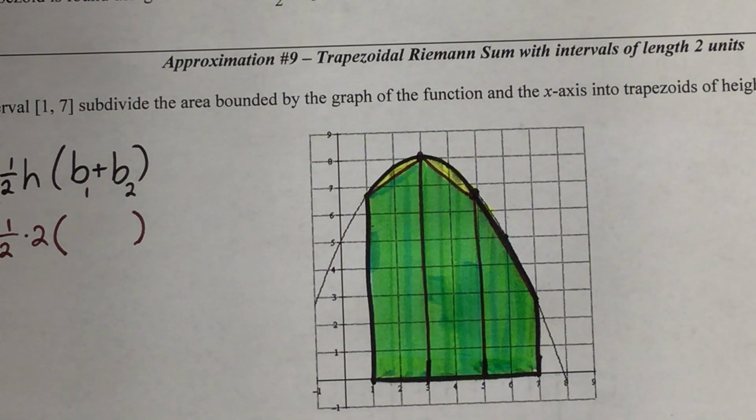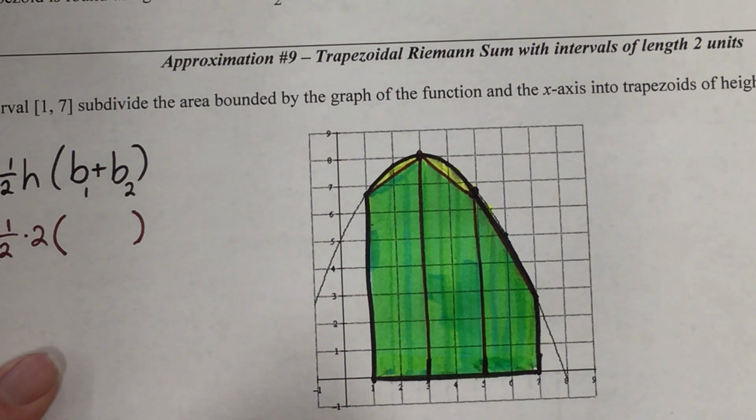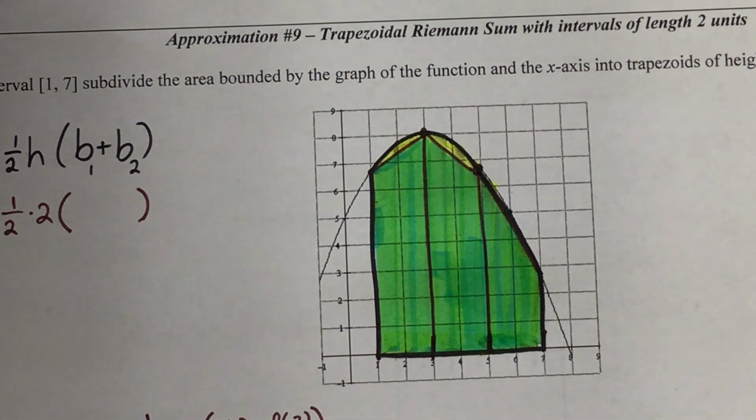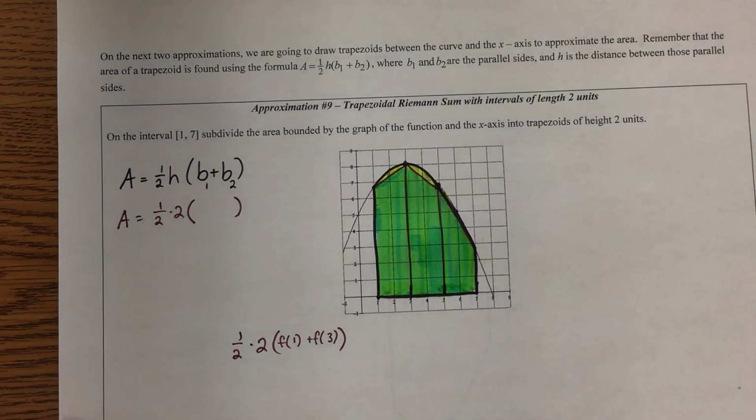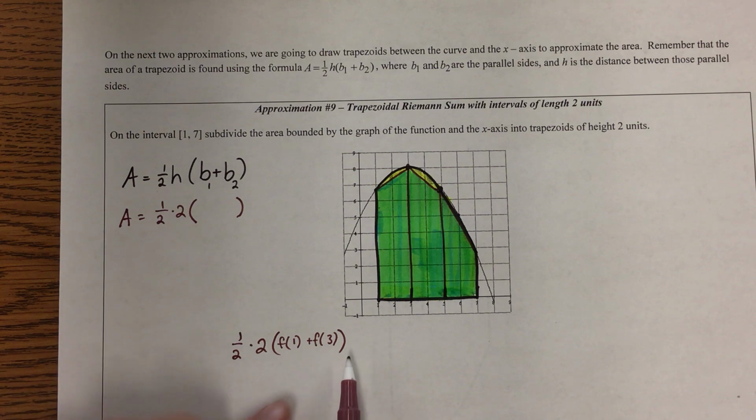Okay, we remember that we need to find the areas of all three of those trapezoids. So our first trapezoid is going to be 1/2 times 2 times the difference between the bases. So f of 1 plus f of 3, because those are the two x values. You cannot see what I am writing. Ta-da! Okay, so this is our first trapezoid.